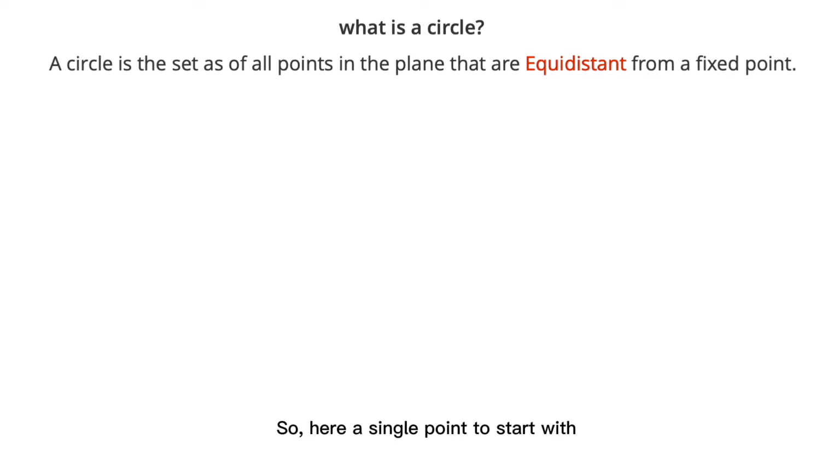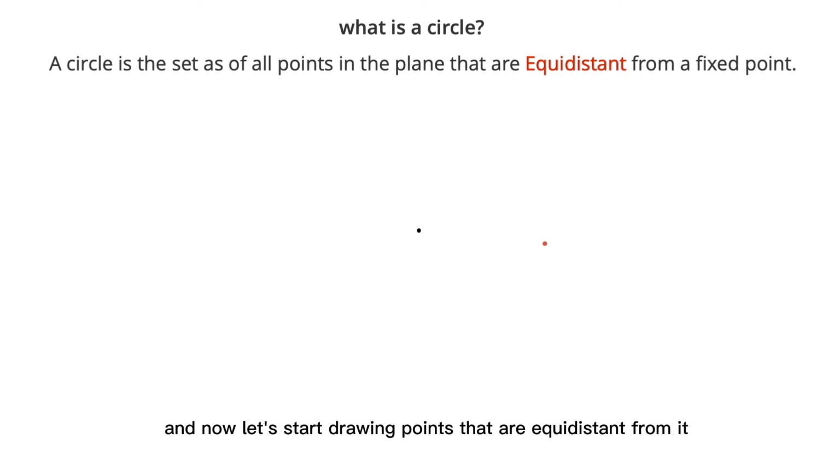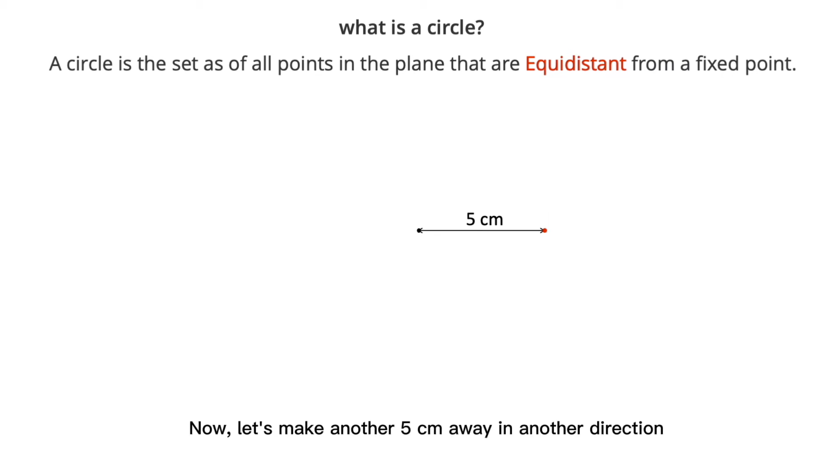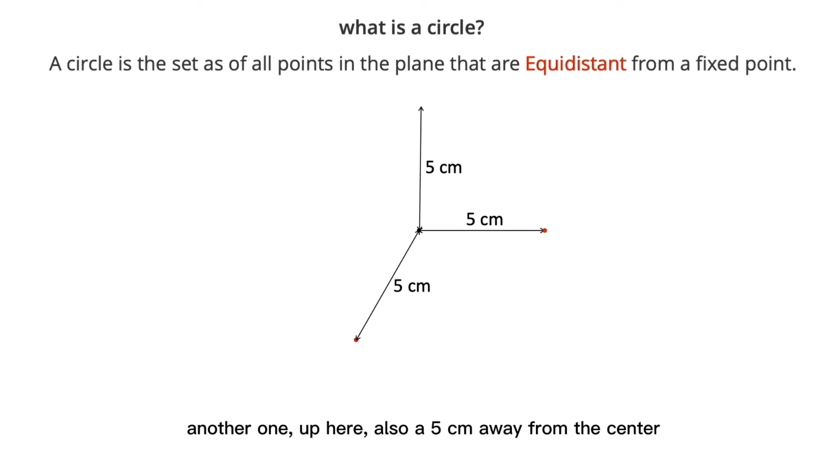So, here, a single point to start with. And now, let's start drawing points that are equidistant from it. The point 5 cm away to the right. Now, let's make another 5 cm away in another direction. Another one, up here, also 5 cm away from the center. Right here, but in another direction. Continue to plot the point all the way around.